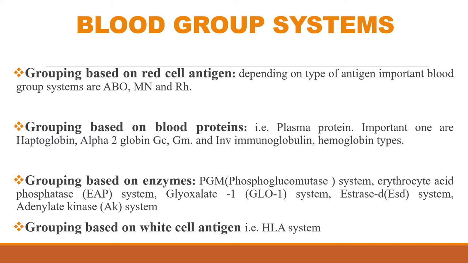The blood group system is based on red cell antigens, blood proteins, enzymes, and white cell antigens. In the grouping based on red cell antigens, depending on the type of antigen, important blood group systems are ABO, MN, and Rh. Grouping based on blood protein, that is the plasma protein, important ones are haptoglobin, alpha 2 globulin, Gc and Gm, and Km and Inv immunoglobulin, and hemoglobin types. The grouping based on enzymes: phosphoglucomutase, erythrocyte acid phosphatase, glyoxalase 1, esterase, and adenylate kinase. The grouping based on the white cell antigen is the HLA system.